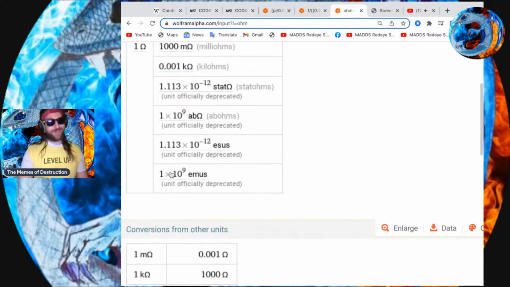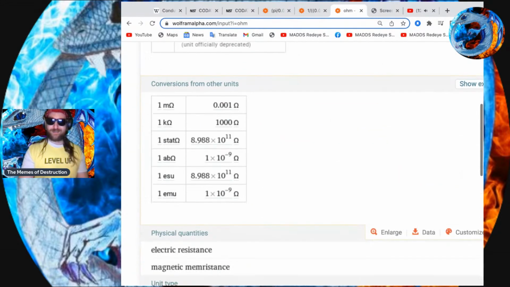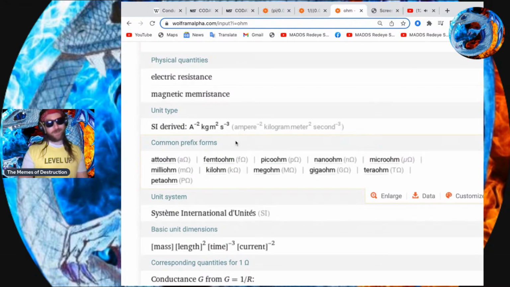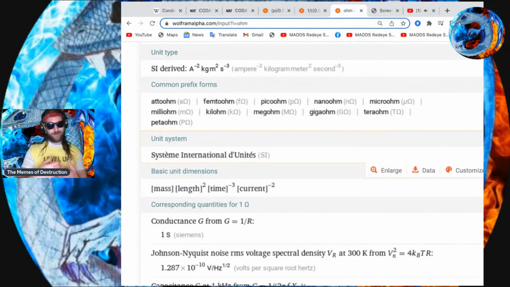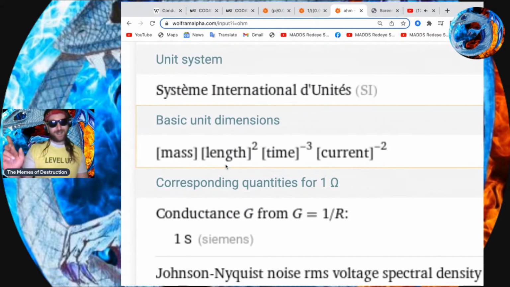It was also at one point expressed in 1 times 10 to the 9 emus. Personally, I think that's an undervalued unit. Just my personal opinion. But what are its dimensions? This is going to be interesting. As I derive, it's amperes to the negative 2, kilogram meters squared, seconds to the negative 3. What the heck does that mean? At least as far as our ingredients of reality, to the best of our knowledge and experimental measurements, its basic unit dimensions are mass times length squared times time to the negative 3, current to the negative 2. So basically you do 1 over that. Yeah, you get your Siemens.